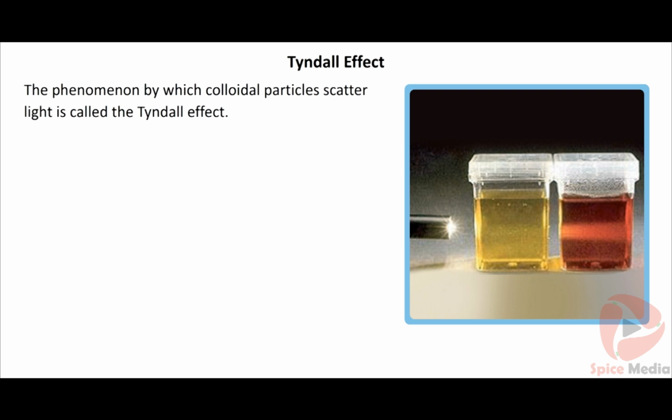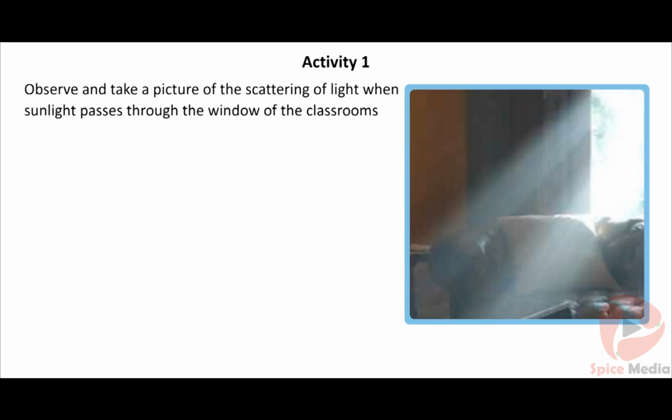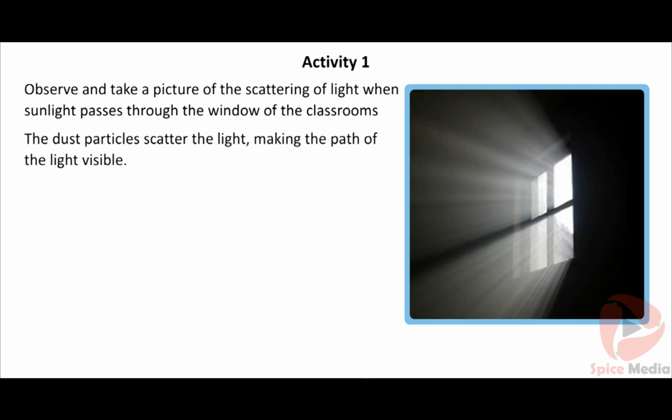Click on the animation button to view the animation. Observe and take a picture of the scattering of light when sunlight passes through the window of the classrooms. The dust particles scatter the light, making the path of the light visible.